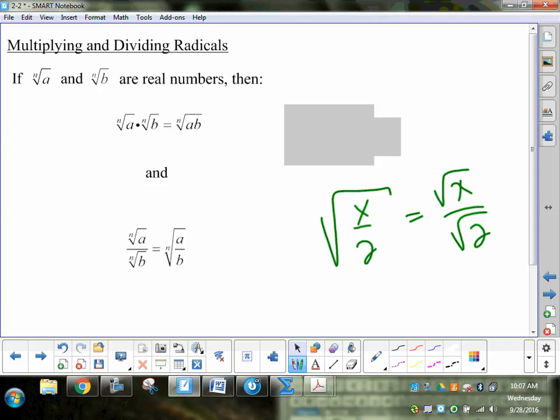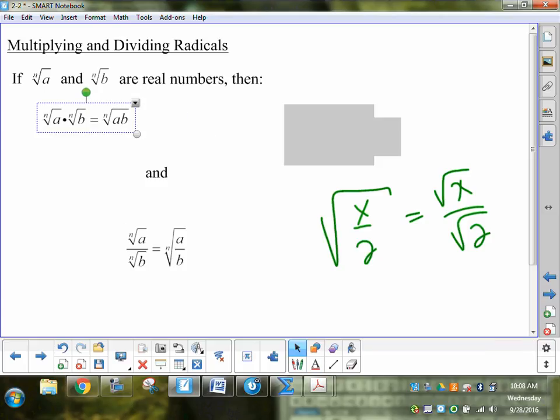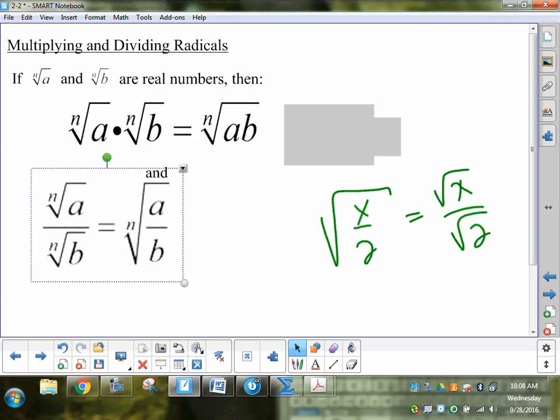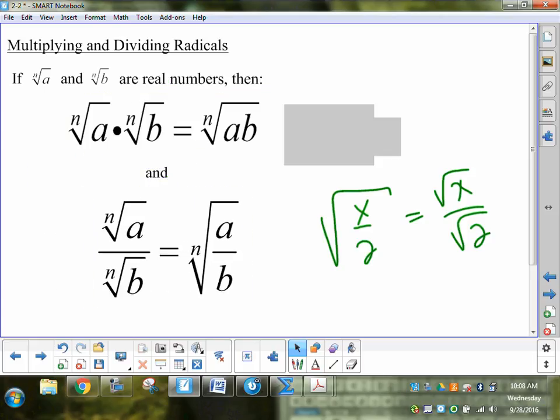Yes, for any index value. It doesn't just work on square roots or cube roots or fourth roots. It works on any root. That's why there's n's there. Questions on that?